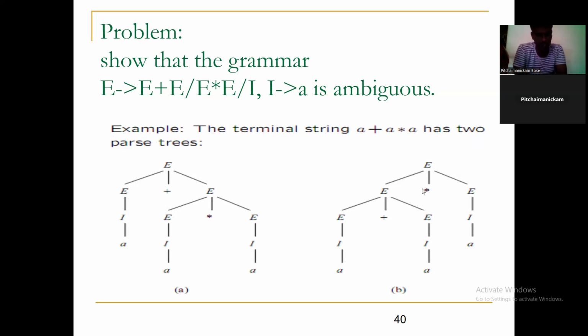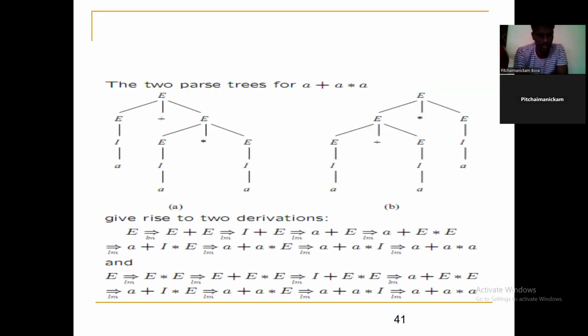For parse tree 2, we create another parse tree for the given input string W, A plus A star A. This input string is derived from the given grammar, and we are getting two different parse trees for the given input string of the particular grammar G. That's why this grammar is ambiguous for the input string A plus A star A. For this grammar we get two different parse trees, parse tree A and parse tree B, so this grammar is ambiguous.